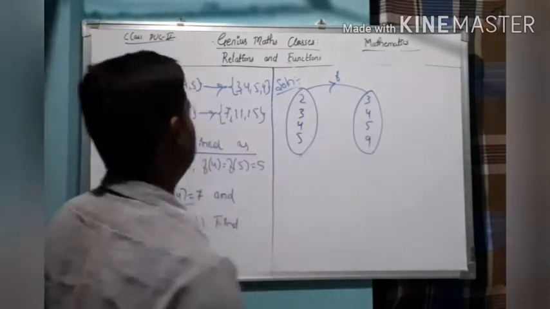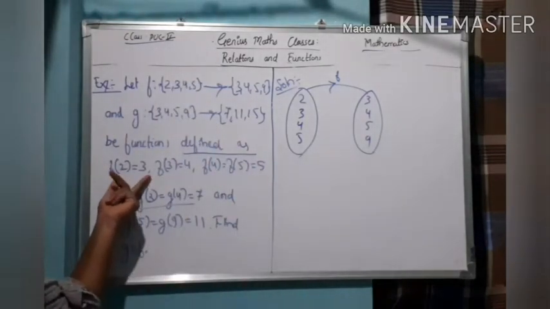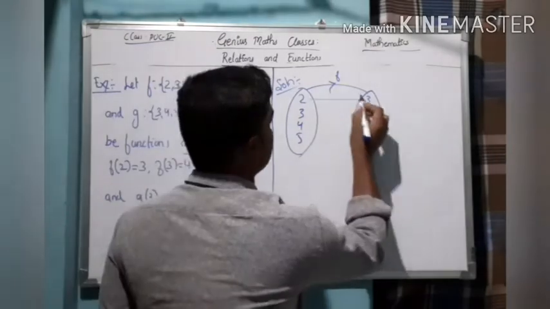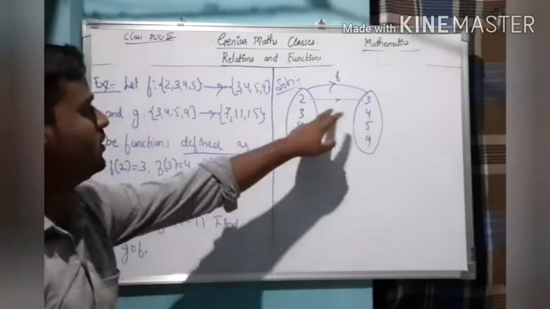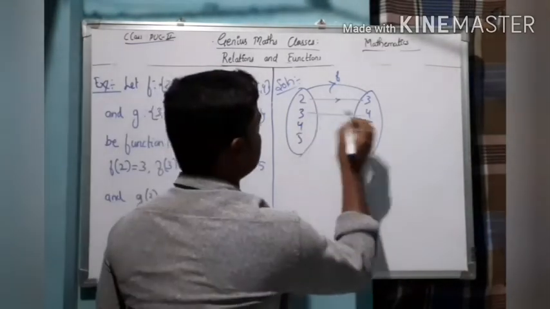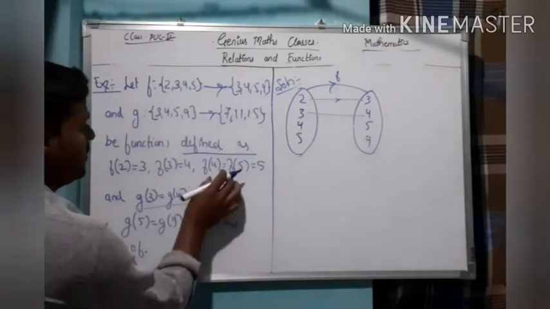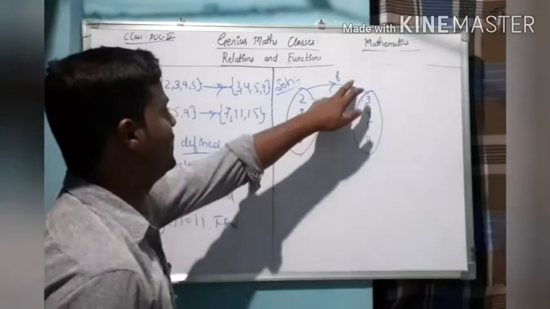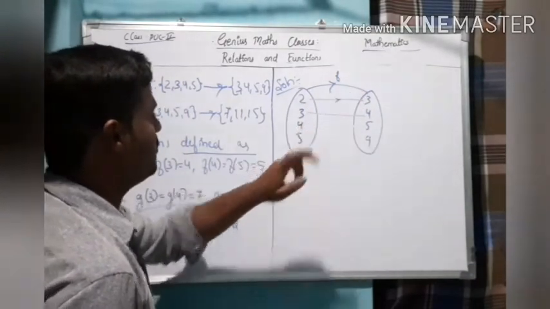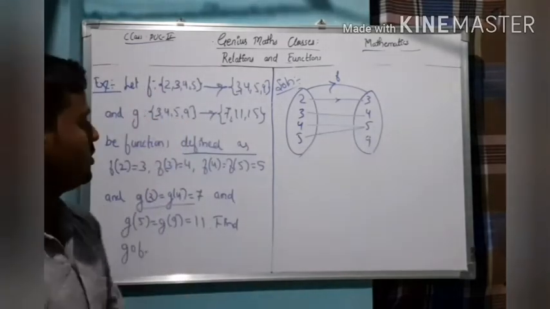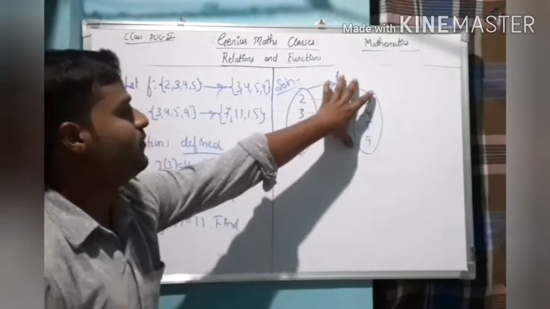So f of 2, according to this, is 3. So I am marking this. f of 2 is 3. And here f of 3 is equal to 4. And again f of 4 equal to f of 5 equal to 5. So under f, the images of 4 and 5 are the same. Now this function f is over.